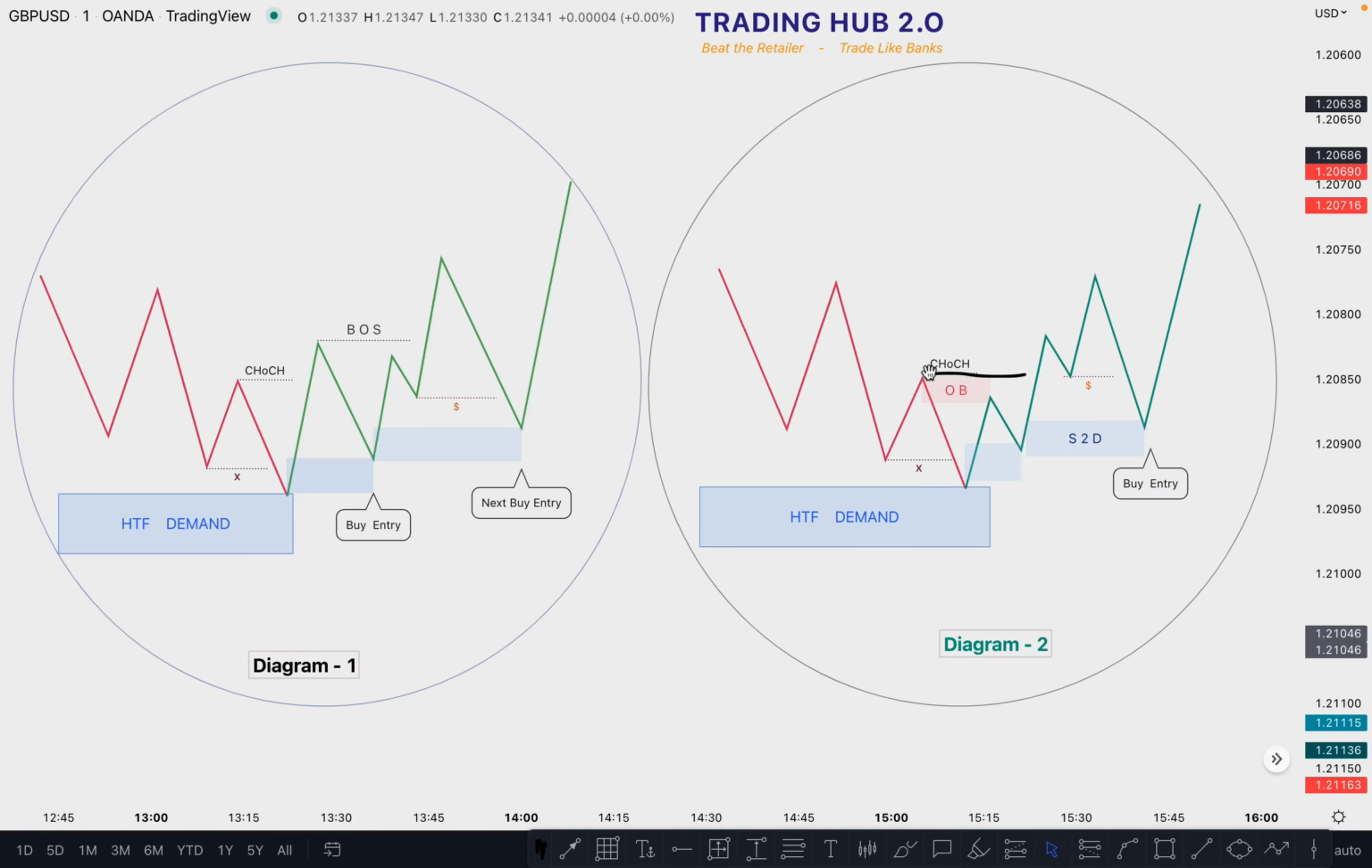And same thing is here, after it broke this structure. So this is your change of character, and the order block also failed. It means the market is looking for the reversal. Okay, then what happened here?